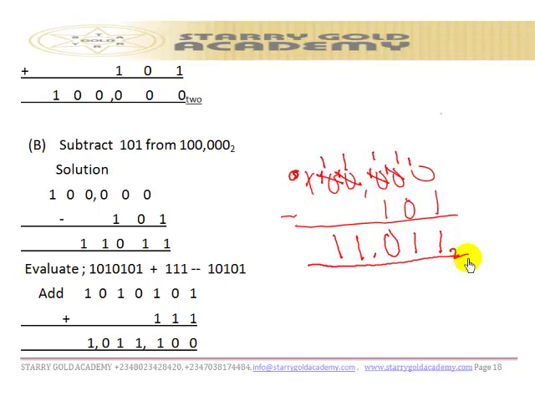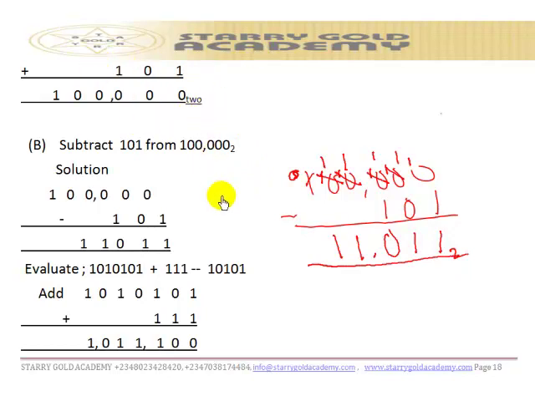So we have another set of numbers here. Evaluate 101101 plus 111 minus 10101. Now ideally you can't do everything together, so you have to start from somewhere. So pick it from the addition. Let's add first, then whatever we get we subtract.